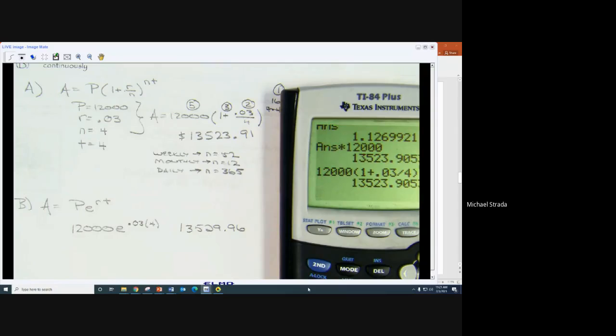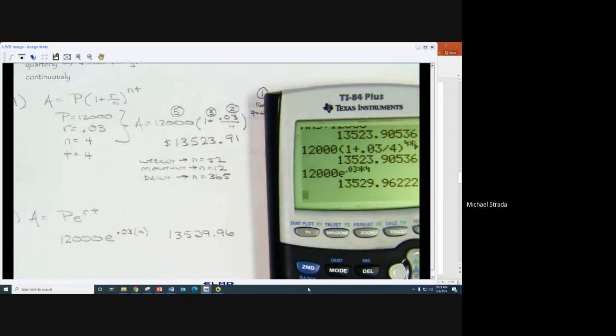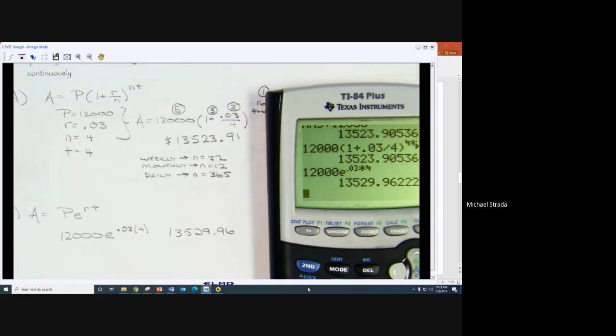Most people are pretty proficient at doing this all in one motion. 12,000 E to the 0.03 times 4. And then you have 13,529.96. Again, you don't need to memorize these, you just need to be able to use them.